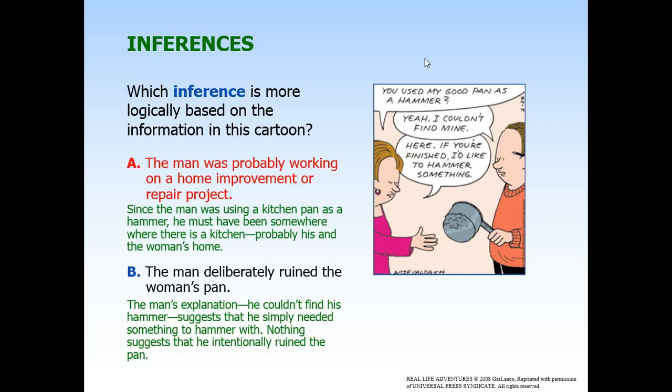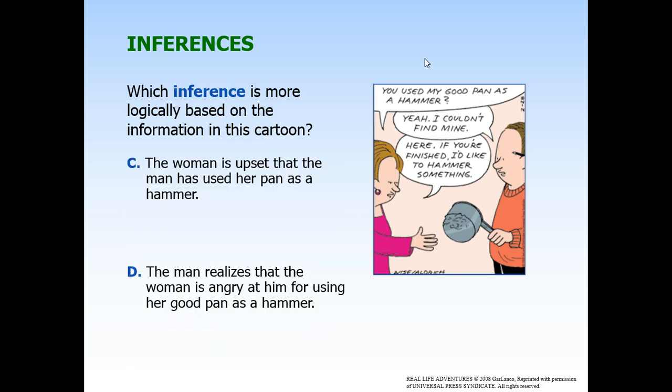So again, you must only use the clues that you are given to figure out the answer to your question, to draw your conclusion. Okay, so still looking at the same illustration, which inference is more logical based on this information? C, the woman is upset that the man has used her pan as a hammer. D, the man realizes that the woman is angry at him for using her good pan as a hammer.